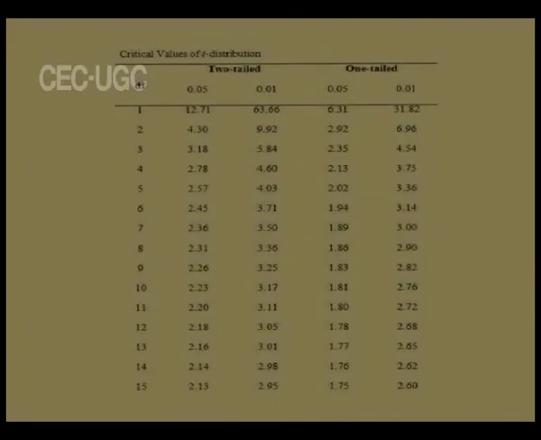To identify the critical value, we refer to the table shown on the screen. The critical value for 12 degrees of freedom at alpha equals 0.05 is 2.18. Our obtained t-value of 2.94 is greater than the critical value, which is 2.18. So, we reject the null hypothesis and state the following. There is a significant difference between the two groups.